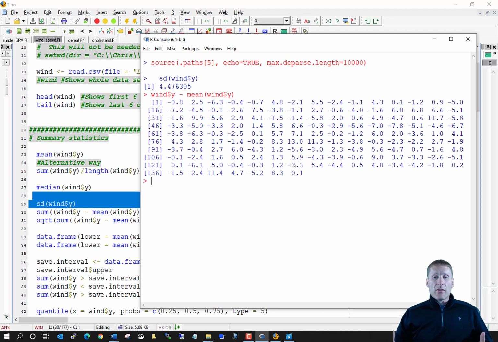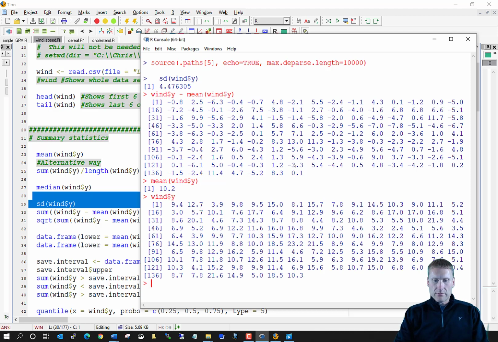deviations from the mean. Remember that the mean for wind dollar sign y is 10.2, and the first data value is 9.4. So if I take 9.4 minus 10.2, I get negative 0.8. We've seen this behavior of R in the introduction to R notes, where R does an element by element subtraction. Y here has 142 values in it, and the mean of y has just one value in it. The way R behaves, it takes every single one of those 142 values and subtracts off the mean.